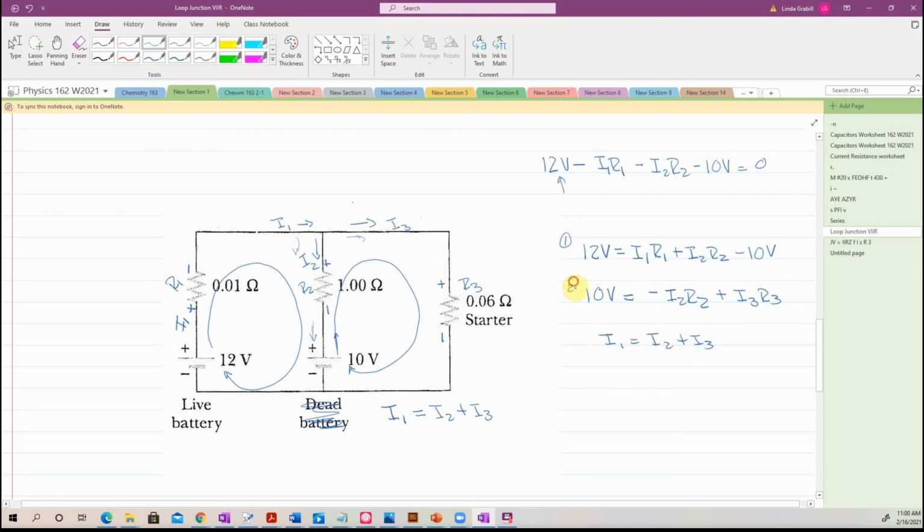1, 2, 3. How many equations did I need? I needed 3 because I have 3 currents that I don't know. And then I can solve it.